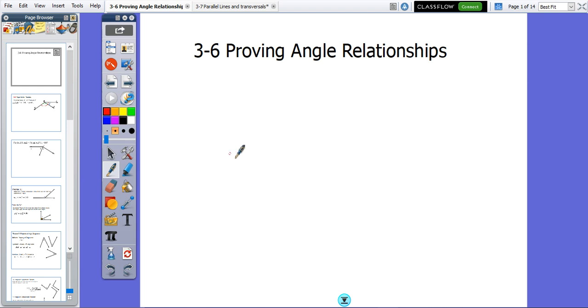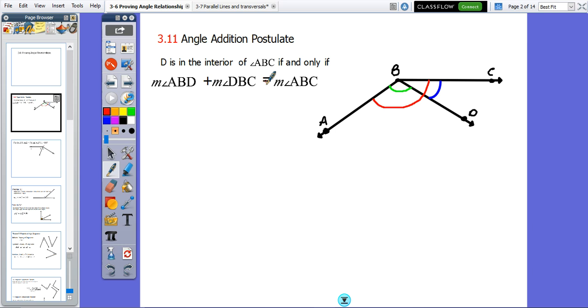Today, we are talking about proving lines relationships. So let's go over a couple postulates and theorems that help us prove that information right there. Starting with the angle addition postulate, as we've spoken before, similar to the segment addition postulate, angle addition says that I can take two smaller angles and put them together to create one new big angle.